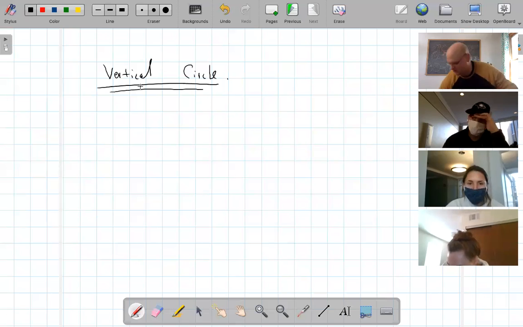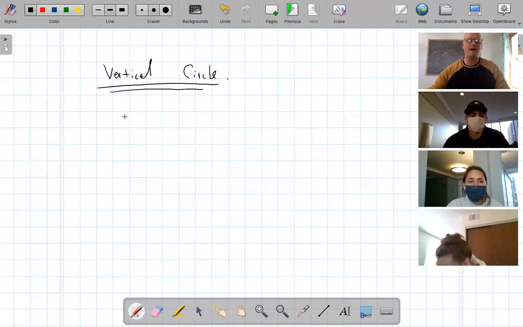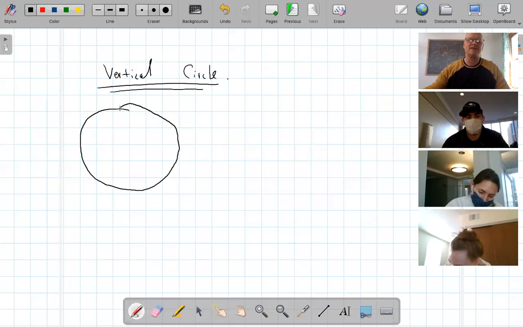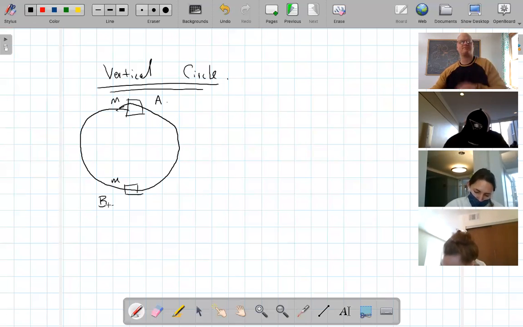So let's draw this scenario. The two interesting points we want to look at are when my keys are at the bottom of the circle and when my keys are at the top of the circle. We want to see what's the difference between those two scenarios. Let's say when it's up here, we call this A, and when my keys are down here, we call that B. So good, let's look at A first.